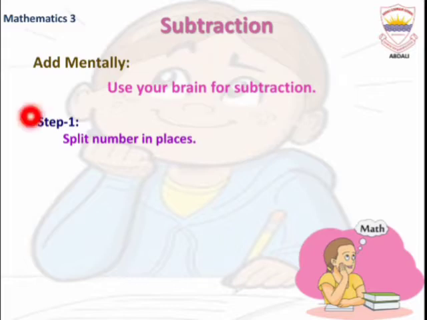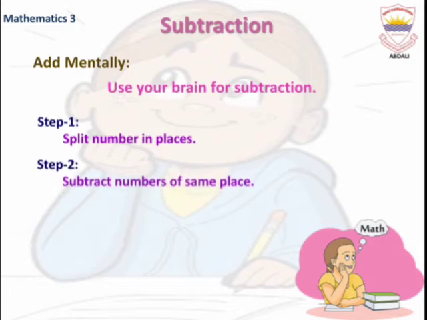Student, we have some steps to solve our question. Our step 1 is to split the number into places. Our second step is to subtract the numbers of the same places.